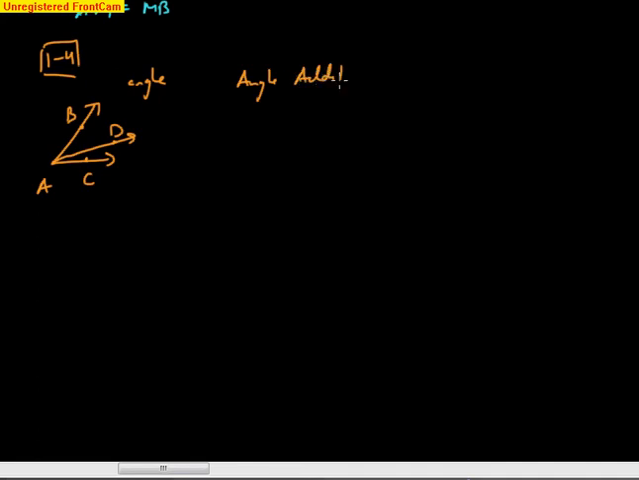Angle addition postulate, which says that the measure of angle, and we'll start on the far left, BAD. So that's this first angle. So I'll put a 1 there. So the measure of that angle plus the measure of angle DAC. I'll put a 2 here. Measure of angle DAC. So those two small angles will equal the measure of the larger angle BAC. That's a very important postulate.